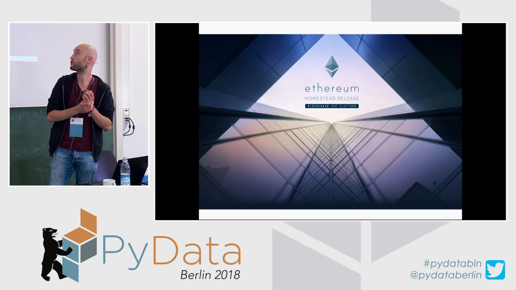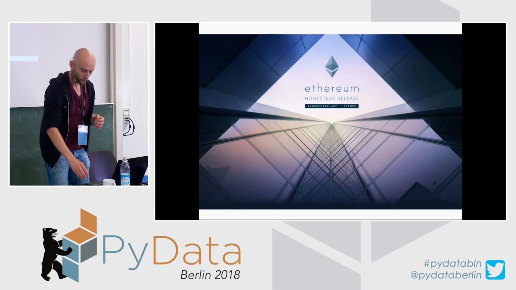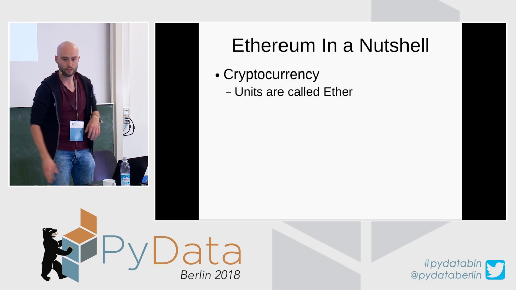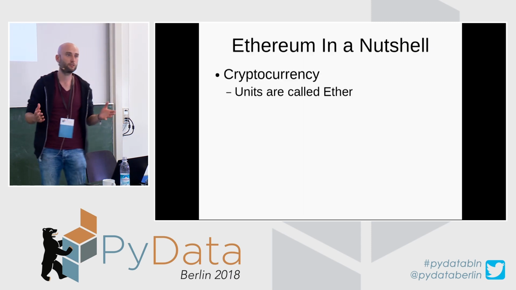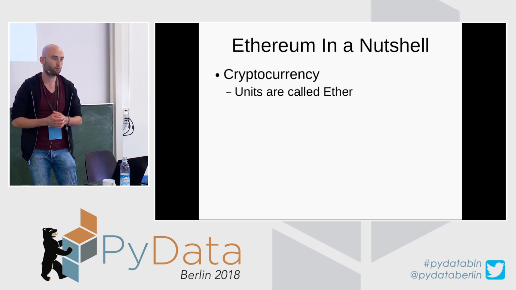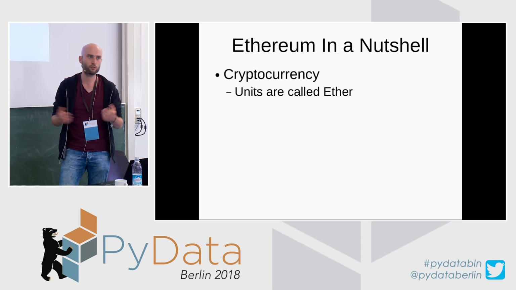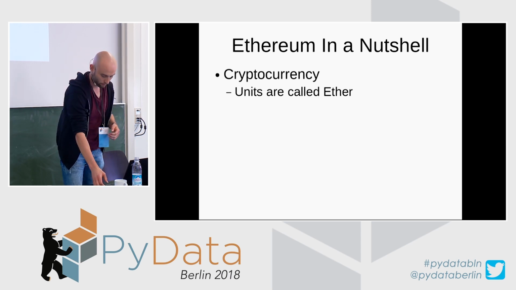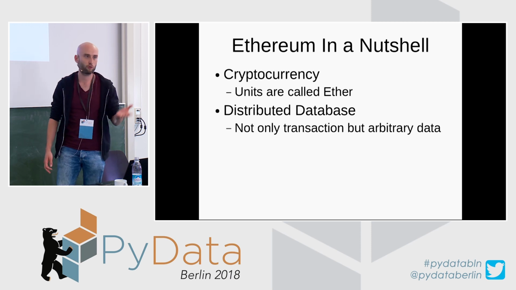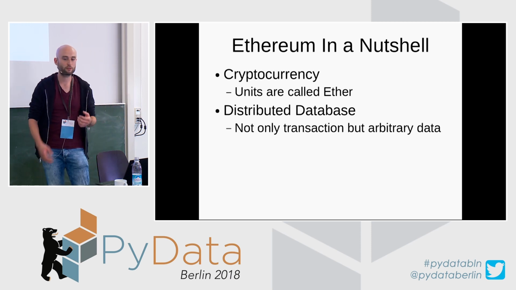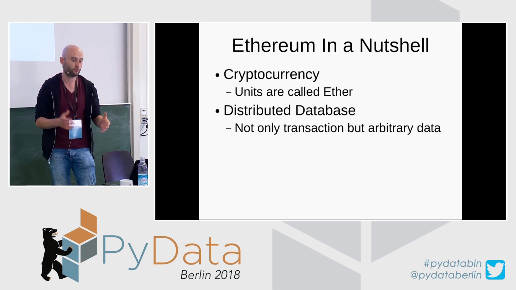Now let's move over to Ethereum. So Ethereum is pretty much similar to the stuff we've seen before. It's very similar to Bitcoin. It's also a cryptocurrency. There the units are not called Bitcoin, but simply called Ether. And it's also, as we've seen before in this blockchain example, just a distributed database. But the difference is now what we can store as these facts in this database.